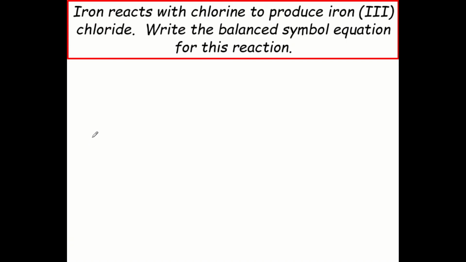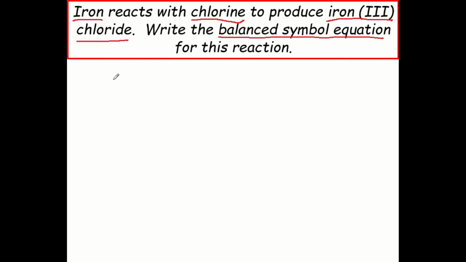So, iron reacts with chlorine to produce iron(III) chloride. Write the balanced symbol equation for this reaction. Now, what we need to do first of all is obviously underline, highlight or circle the key bits of information. So we've got iron reacting with chlorine and it's producing iron(III) chloride. And what we're doing is a balanced symbol equation for this reaction.